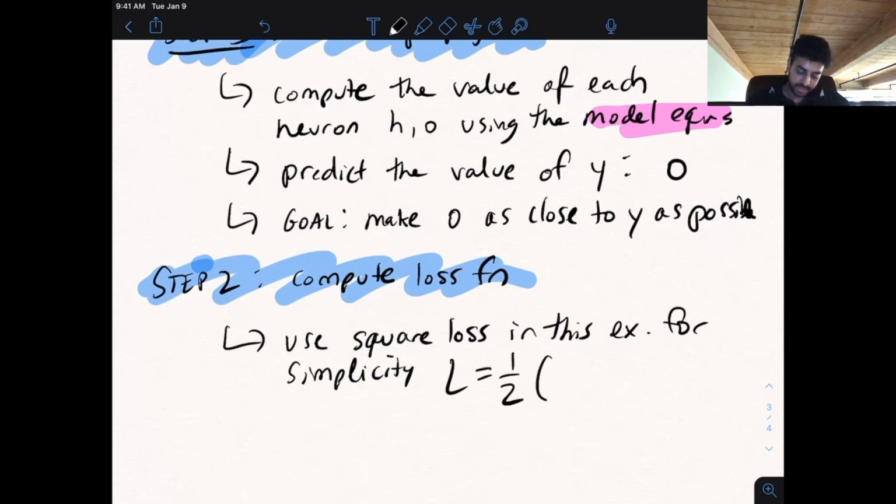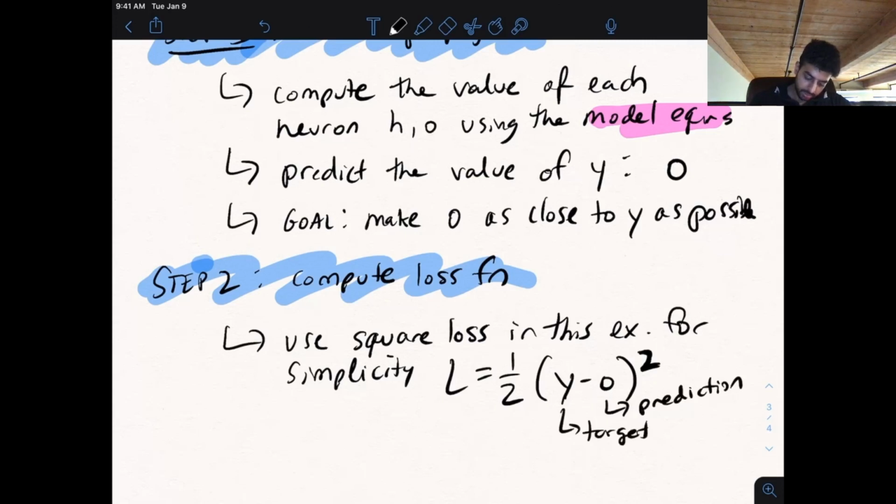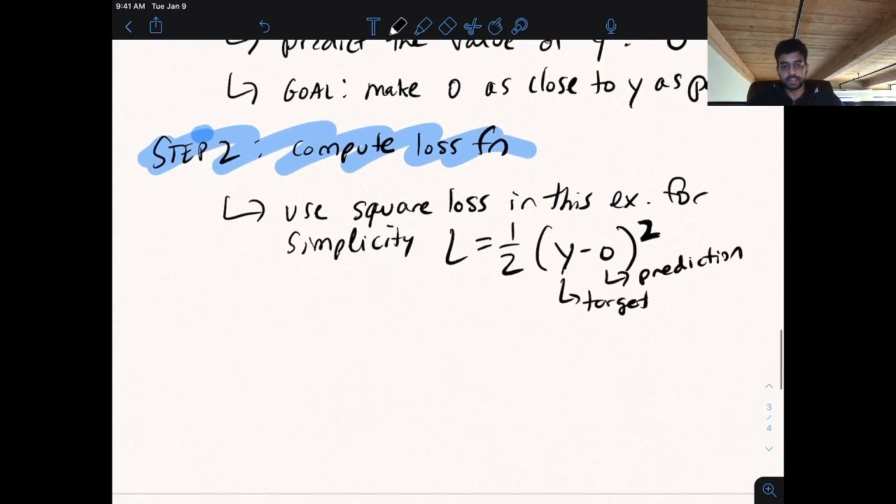The square loss is just defined as follows: our ground truth minus our prediction, squared. So obviously, if O and Y are close to each other, then this loss function is going to be low. If O is a terrible prediction of Y, then this loss will be high. Again, O is the prediction, Y is the target, and we've observed Y in our training data set.